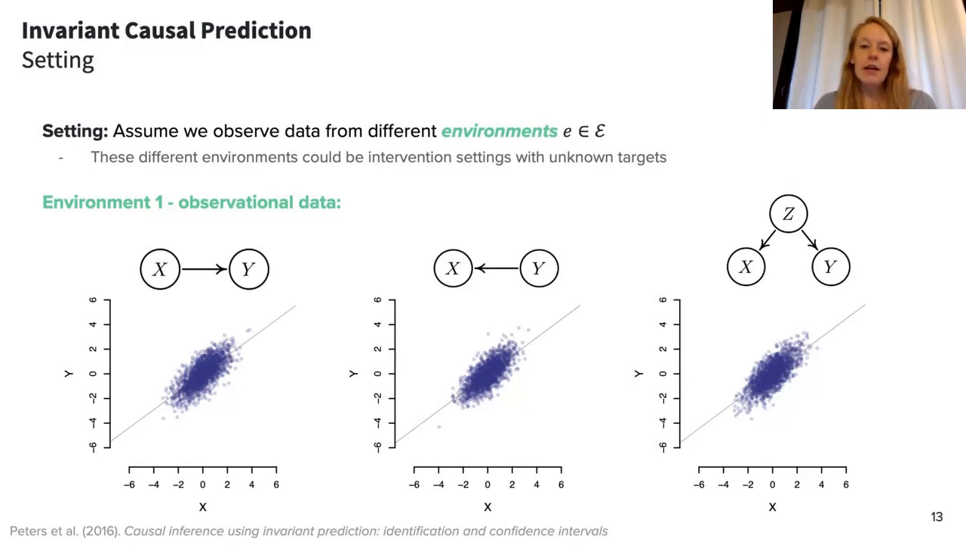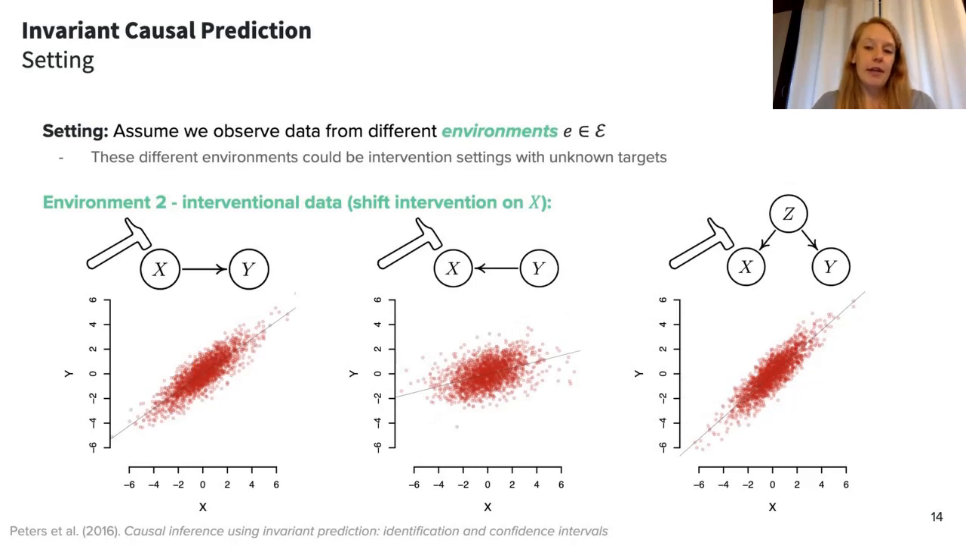For instance, for ICP, we could use as a first environment the observational data we already looked at before. And then potentially a second environment could be the one that came about through a shift intervention on X. But again, we do not need to know that we intervened on X here. We just need to know that these data points come from a different setting than the first set of data points.